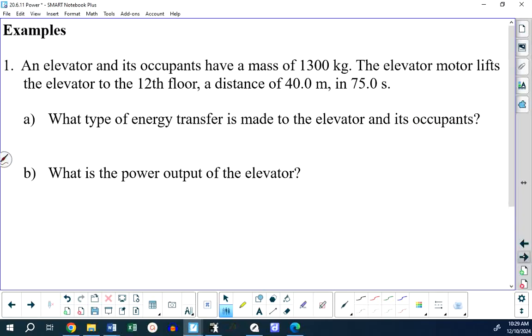Let's take a look at some examples. An elevator and its occupants have a mass of 1,300 kilograms. The motor that the elevator is connected to lifts the elevator a total distance of 40 meters in 75 seconds. What type of energy transfer is made to the elevator and the occupants? Well, gravitational potential. Let's write this down first. EP gravitational.